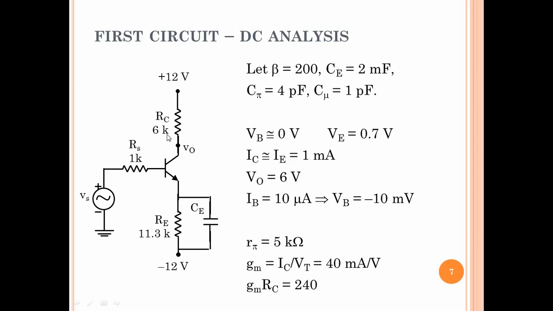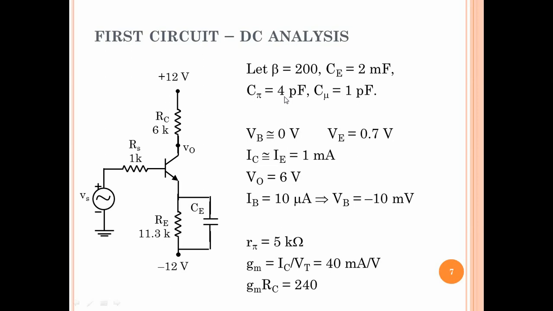Okay. So I've put in some values. All the resistance values are given, and the capacitance values are given. Let beta be 200. Let the emitter capacitor, which is large, be 2 millifarads. Let C pi be 4 picofarads and C mu be 1 picofarad. Picofarads are typical of bipolar transistors, and millifarads are typical of the bypass capacitor.